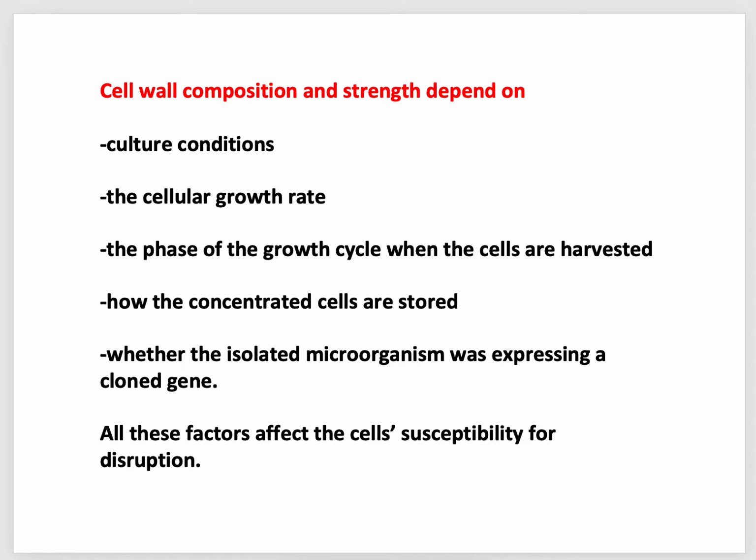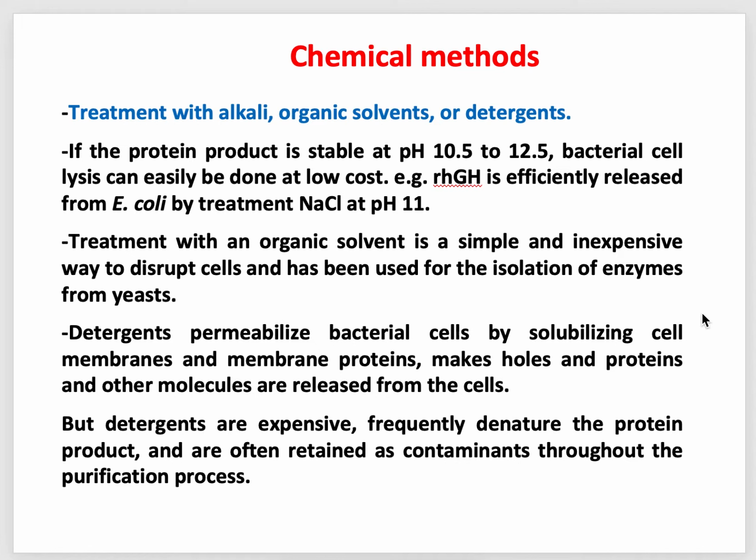So now let's talk about the methods of cell disruption. First, chemical methods. Okay, and we can disrupt the cells by treating them with alkali, organic solvents, or detergents. Okay, so which one will we use? Which one we use depends on the type of the cells and our target product.